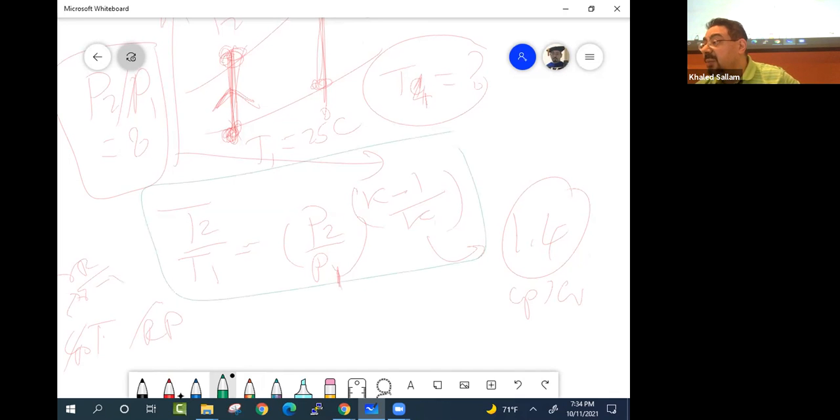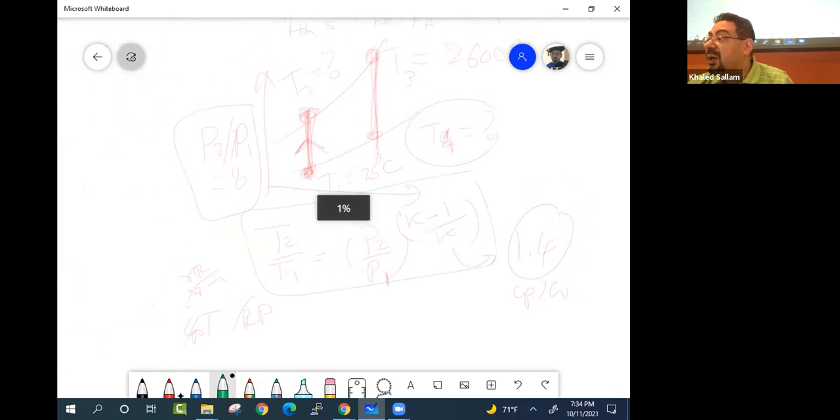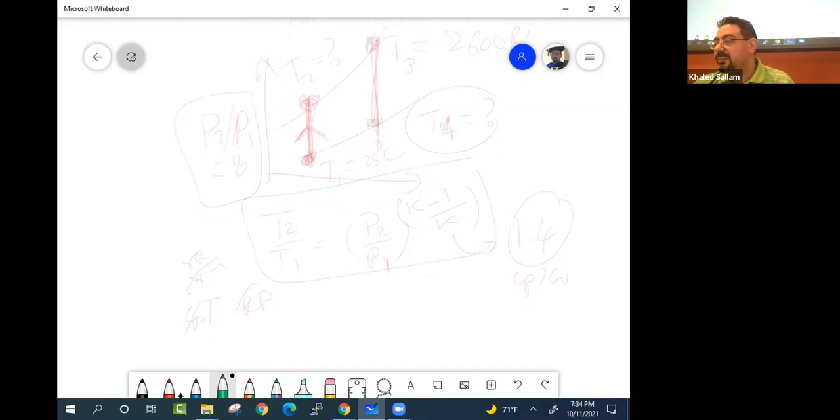So you can check. But the point is now, if you know the relation between the pressure and temperature, then knowing T1 and the pressure ratio, you get your T2. Knowing the temperature and the pressure ratio, you get yourself T4. Okay?